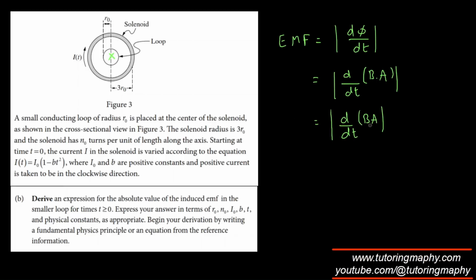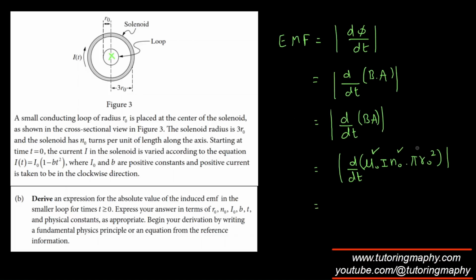All right. Now, what is B? B is the magnetic field due to the solenoid, that has a formula of mu naught times I of the solenoid times the number of turns per unit length, which is n naught. And the area is the area of the small loop, which is pi r naught squared. And we have to take the derivative of this entire thing. I'm just going to drop the absolute value because I'm not putting any negative sign anywhere as of now, or otherwise you can just put it. Maybe later on it will come.